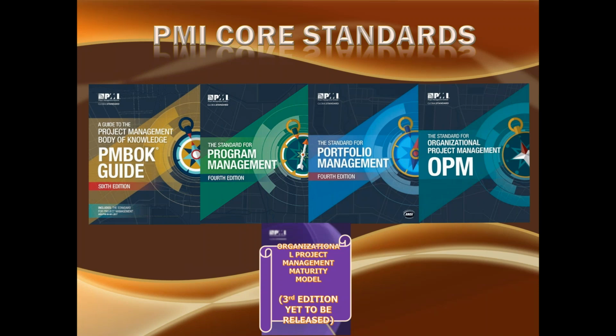OPM3 went through two editions and then it vanished, because probably PMI has outsourced this maturity model to some private firm, and now they are authenticating and certifying assessors and auditors for organizational project management, which includes the maturity of an organization in projects and programs and portfolios being assessed by those people who are certified by them. Previously, PMI used to get people certified, but now this is outsourced. Therefore, probably they have removed this standard from the list of PMI core standards.